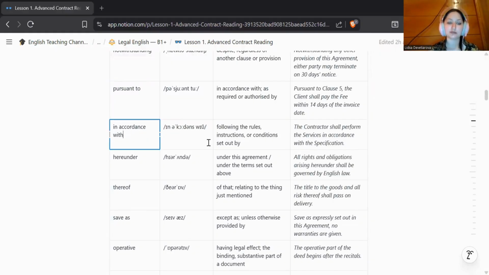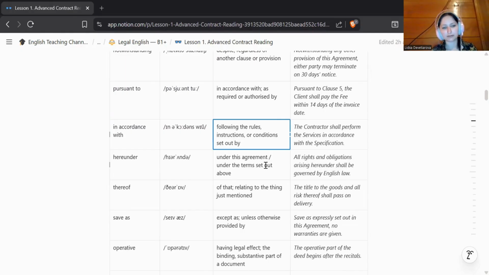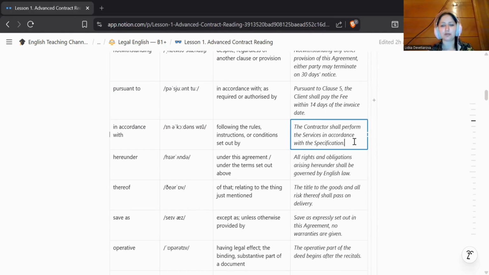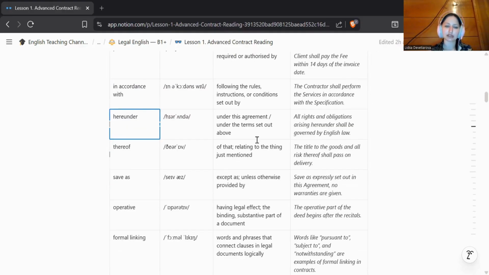In accordance with, following the rules, instructions, or conditions set out by someone or something. The contractor shall perform the services in accordance with the specification. Hereunder, under this agreement, under the terms set out above. All rights and obligations arising hereunder shall be governed by English law. Thereof, of that, relating to the thing just mentioned. The title to the goods and all risk thereof shall pass on delivery.